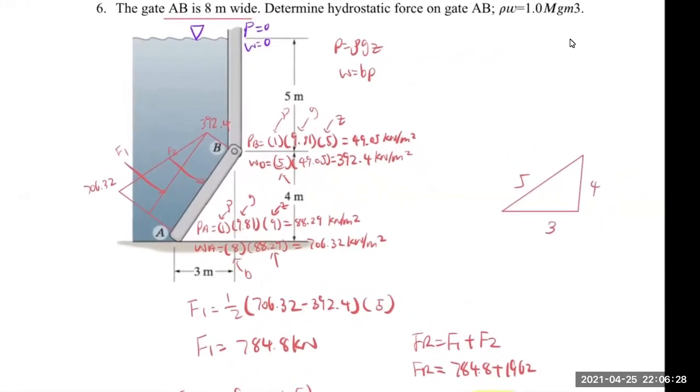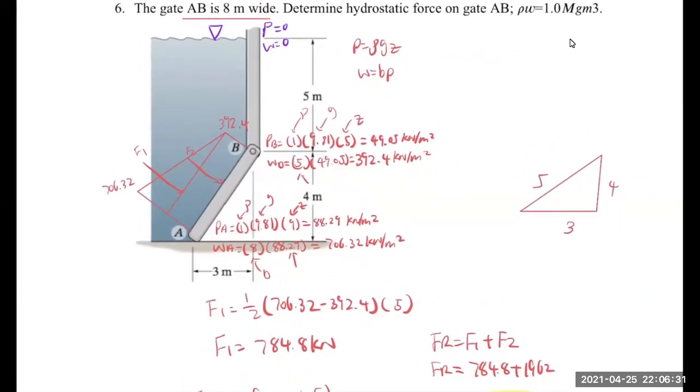Okay, next thing I have to do is the F1 first, or you can do the F2 first. It doesn't matter. So I'll do the F1 first. F1 is a triangular distributed load. We know that the area for a triangular distributed load is 1/2 of the length times the height, right?